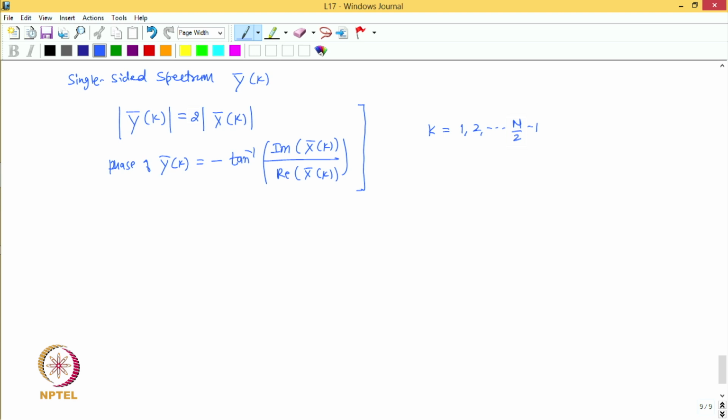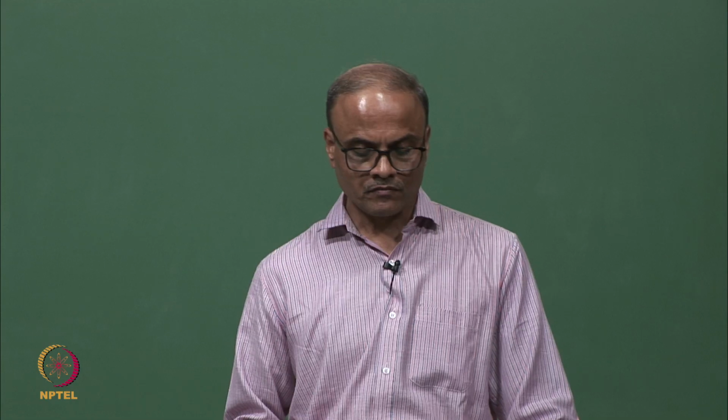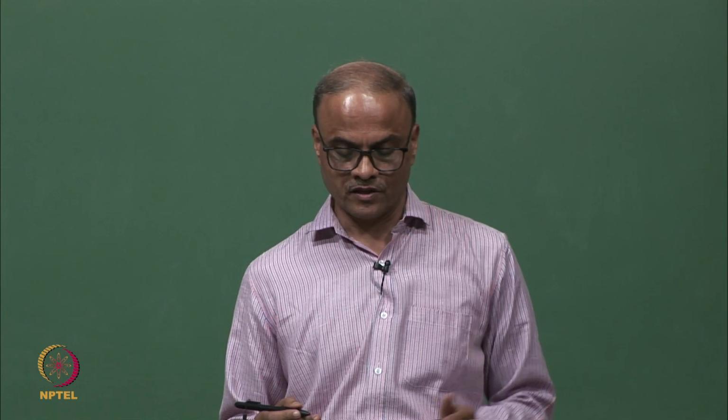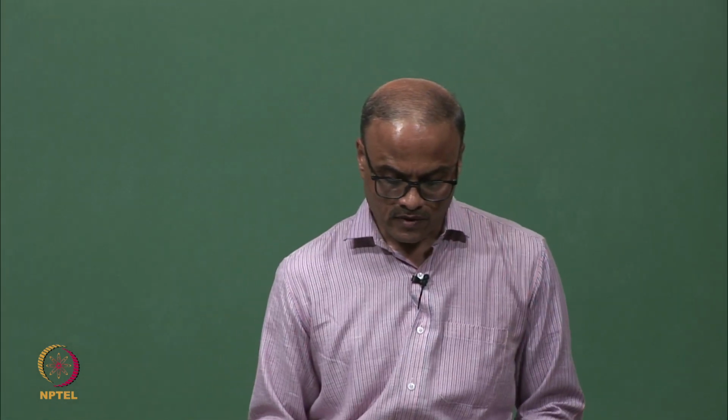Now for k equal to 0, the single sided spectrum DC component is equal to that of the DFT. And for n by 2, the component y bar n by 2 is minus of x bar n by 2. Using these expressions, it is possible for us to convert the two-sided DFT into a single-sided DFT or single-sided spectrum.